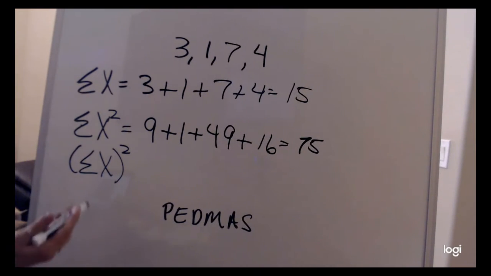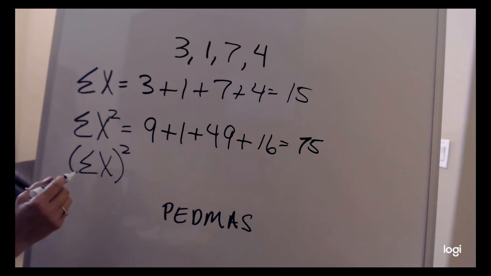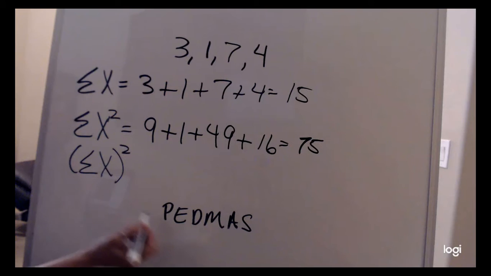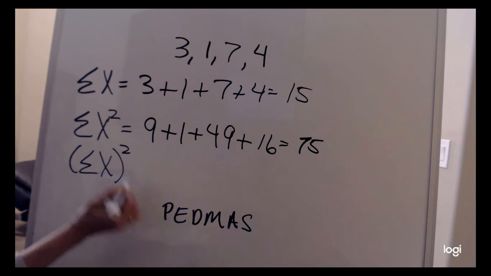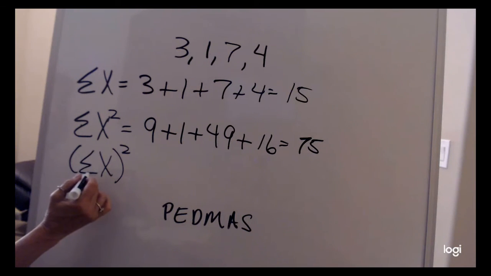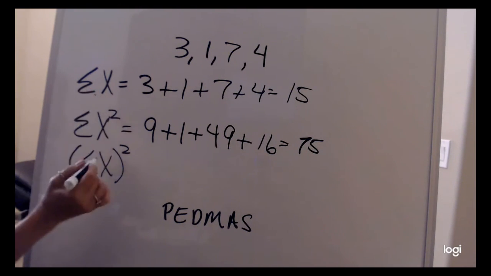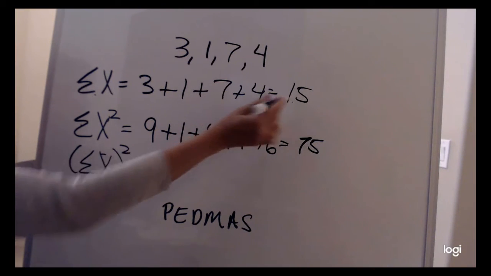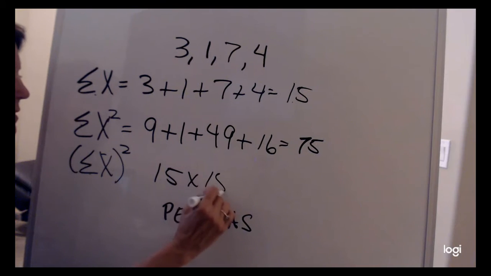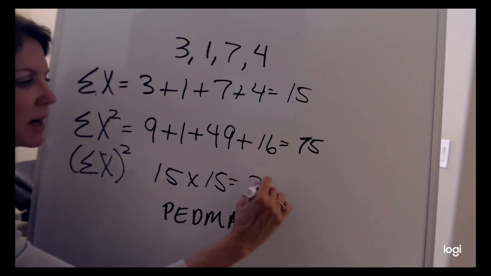The final statistical notation says sum up all the scores and then square them. How do I know I'm supposed to sum them up first? I'm going to come to PEMDAS's parentheses. Anything that's in the parentheses we have to do first. This will look familiar. Sigma X is right here. So the sum of the scores we already know is 15. So we have 15 squared, and that gives us 225.